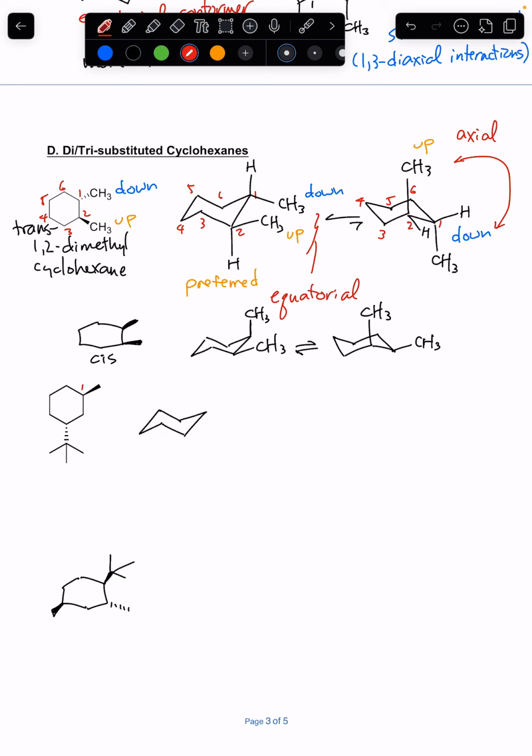This is going to be, let's see, 1, 2, 3, 4, 5, 6. Again, if you ask how do you know where to start numbering? It doesn't really matter as long as you're consistent. In fact, we could try numbering from here. 1, 2, 3, 4, 5, 6. And what we know is at carbon number 1, there's a methyl group that's up, hydrogen that's down. At carbon number 3, there's a t-butyl group down, so this would be axial, down, like that.